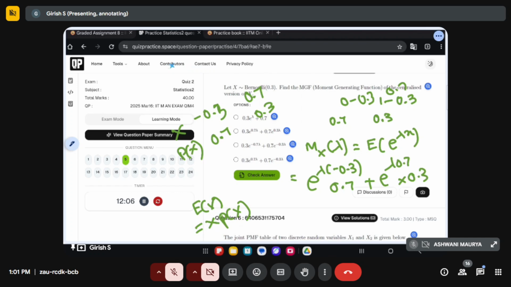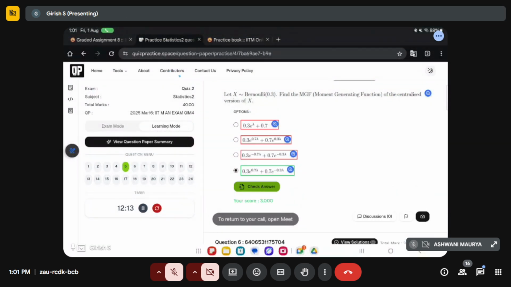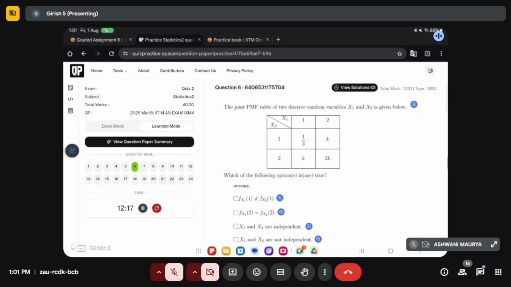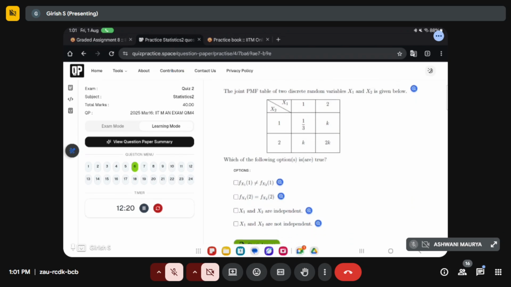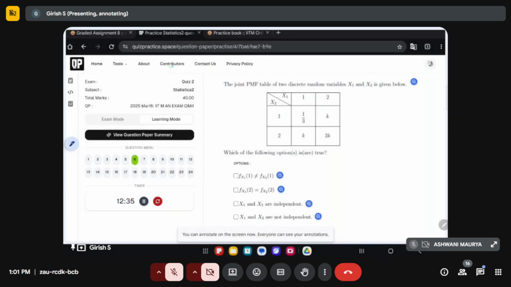Now let me exit this annotation and then let's check your answers. Okay, now this question. Can anyone tell me how to find the value of k? Is it really required? Yes, we have to add all the PMFs and equate it to one, then we can get the value of k.